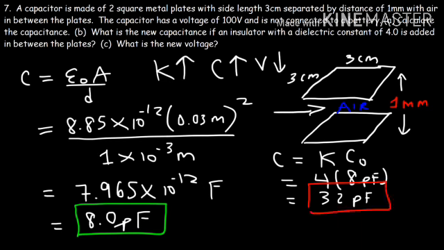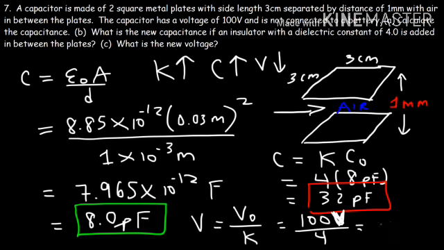Now what about the voltage? The voltage is going to decrease, but the equation that you need is this one. V is going to be equal to the original voltage divided by K. The original voltage is 100, and K is 4. So 100 divided by 4, that's a V by the way, is 25. So that's going to be the new voltage, 25 volts.